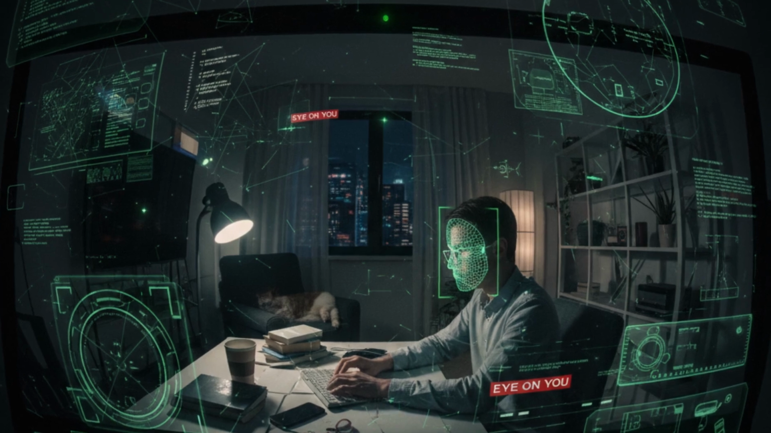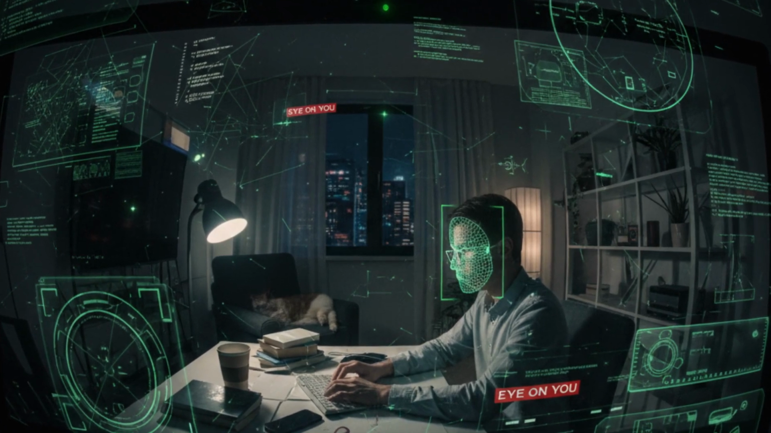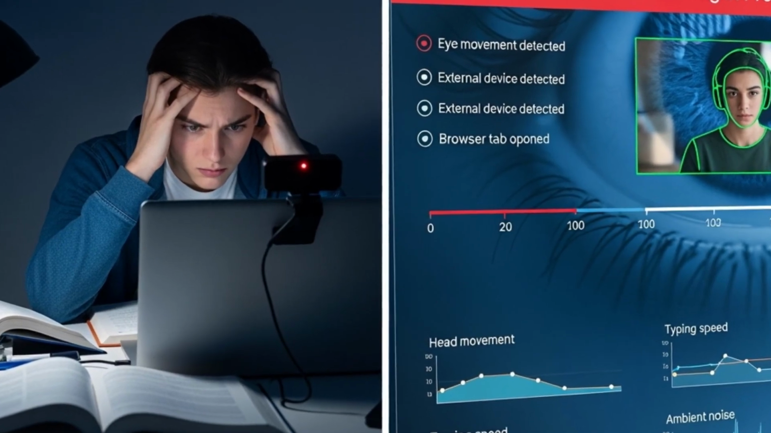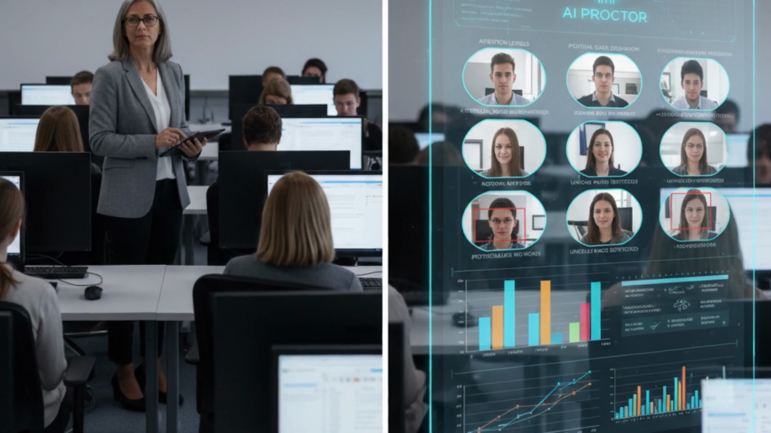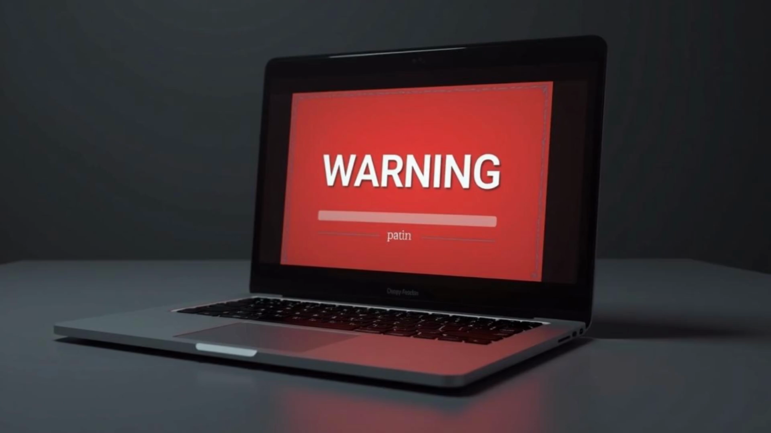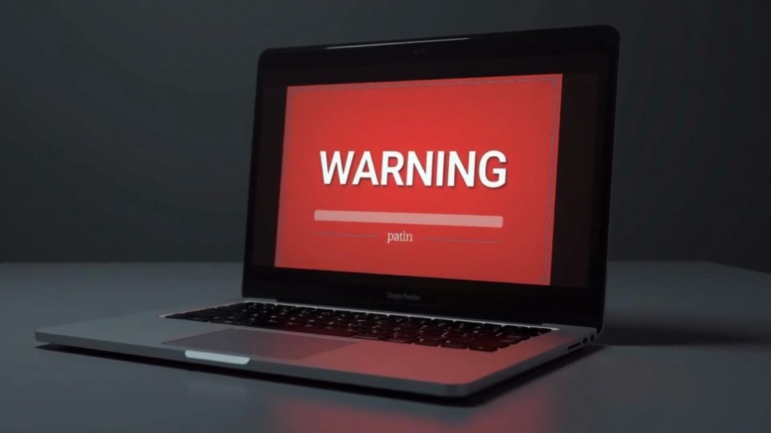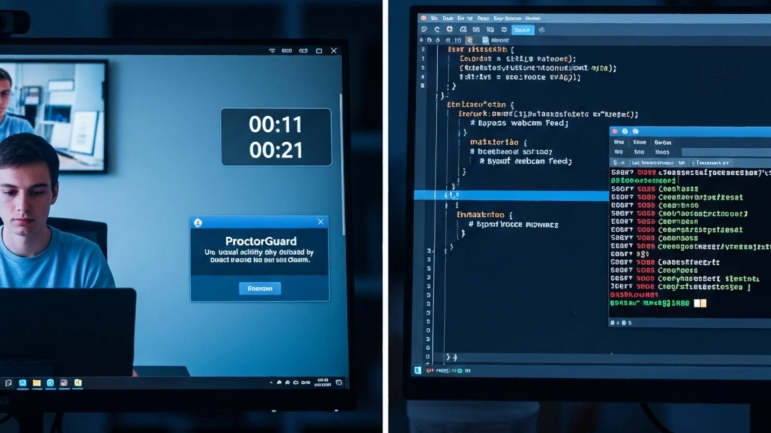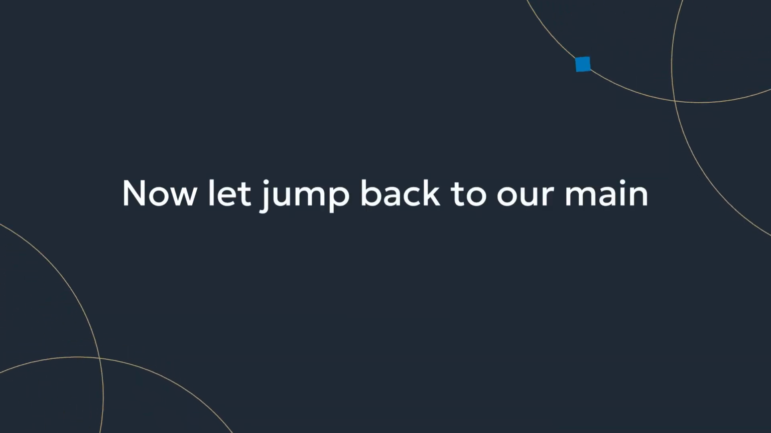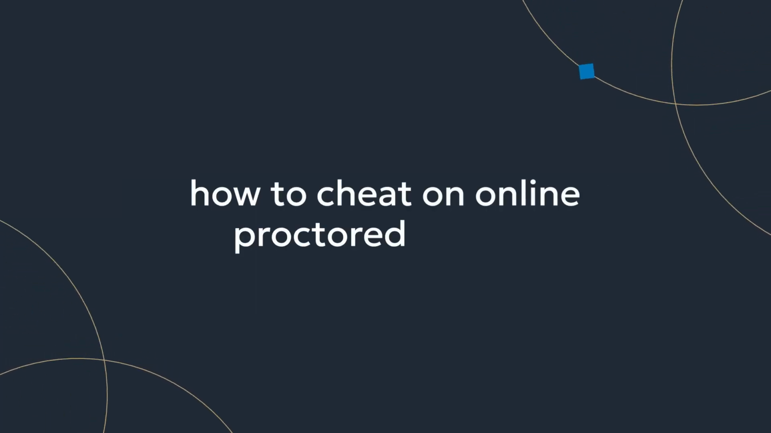These softwares use both AI and humans to monitor your activity during the exam. So all your activity is recorded by screen sharing, and in some softwares, human proctors monitor the activities, and in some software, this is done with the help of both human proctors and AI. So if a human proctor or AI detects any suspicious activity, they just flag the activity that is later checked by your professor. Now let's jump back to our main topic, how to cheat on online proctored exams.